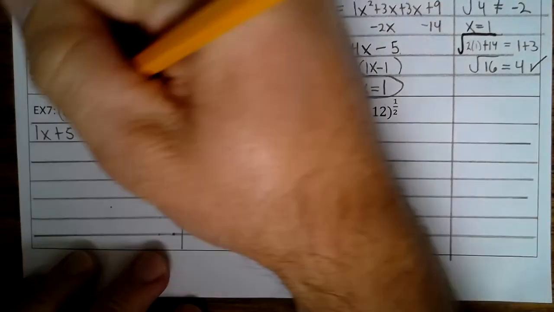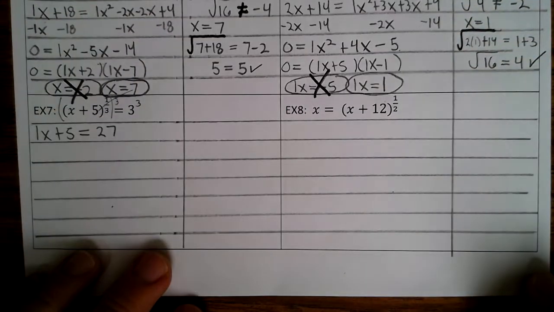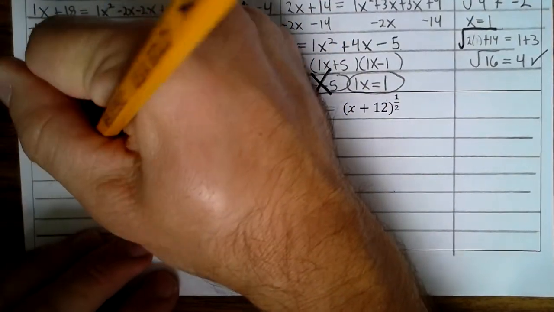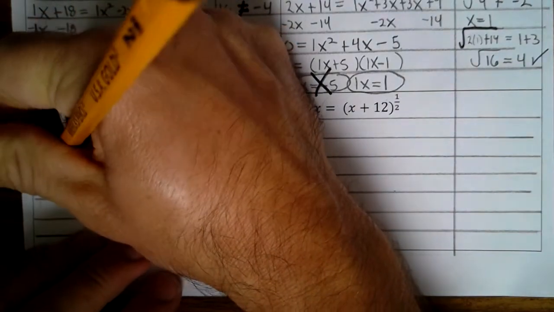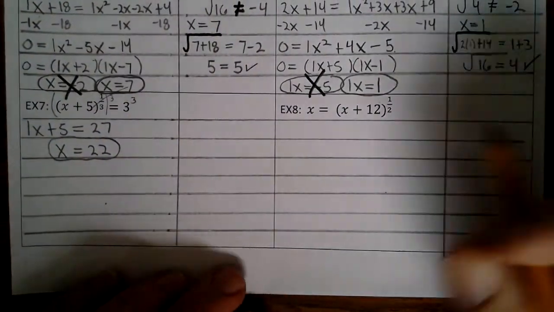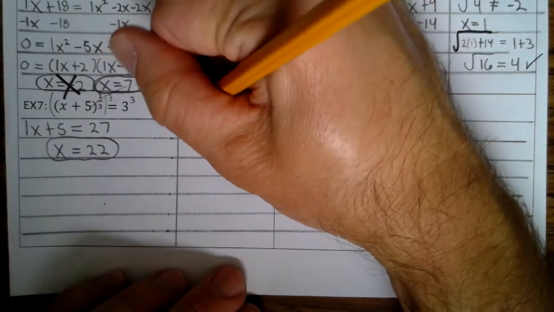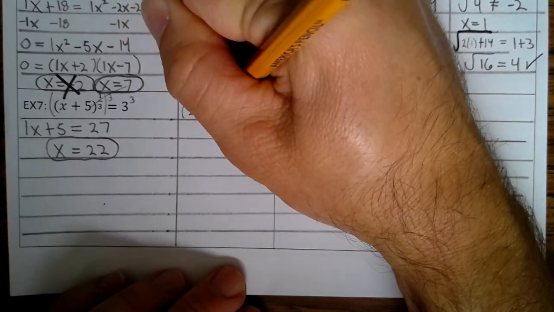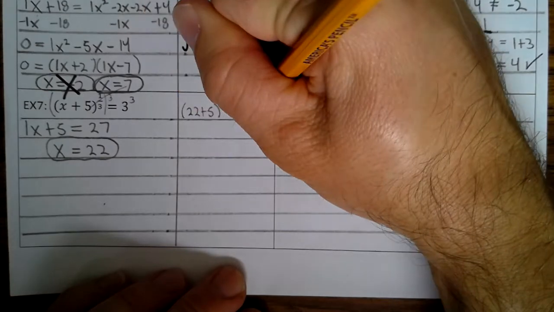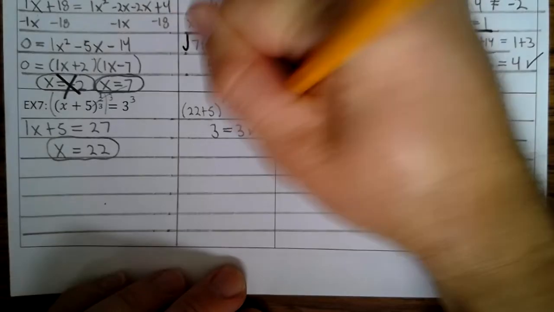Now we need to check. So we plug in: 22 plus 5 to the 1/3 power equals 3. Well, 27 to the 1/3 power is 3. 3 equals 3, so it checks. All right, last example. We're going to square both sides. So then you get 1x squared equals, that becomes to the power of 1, 1x plus 12.